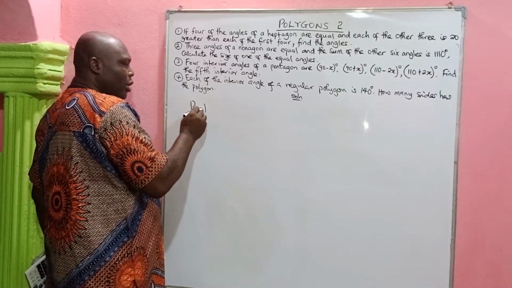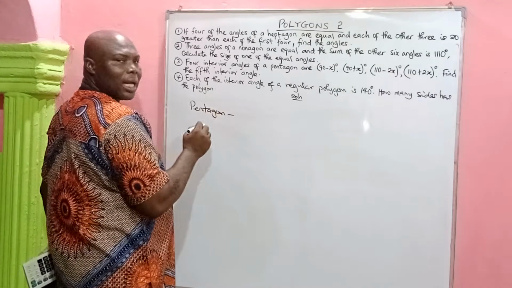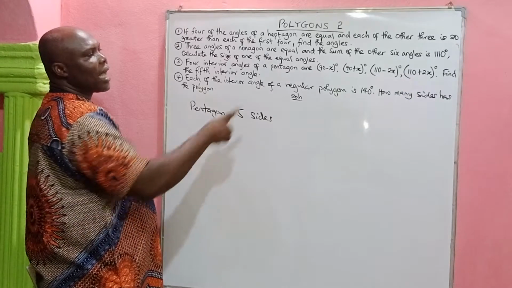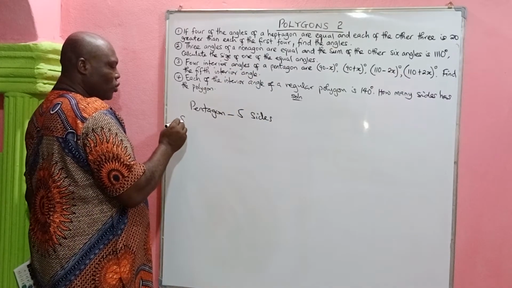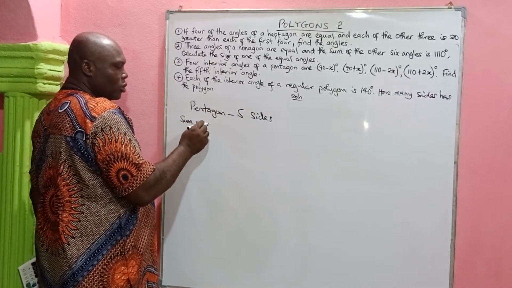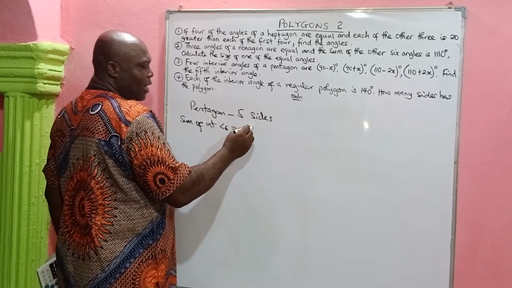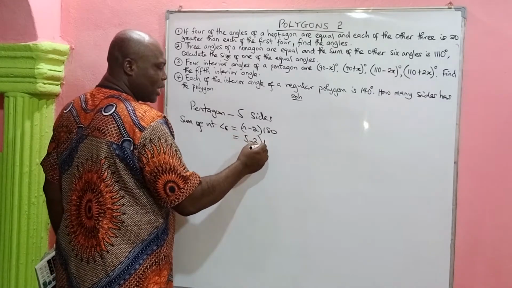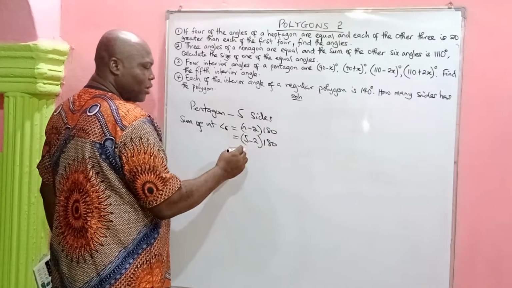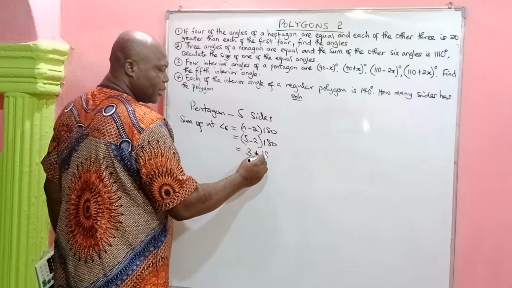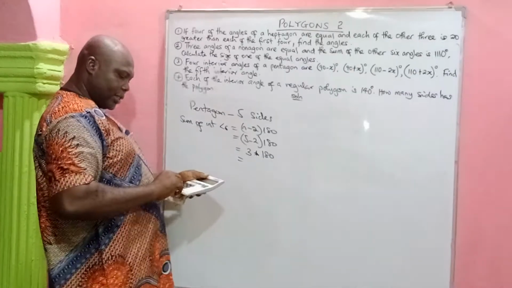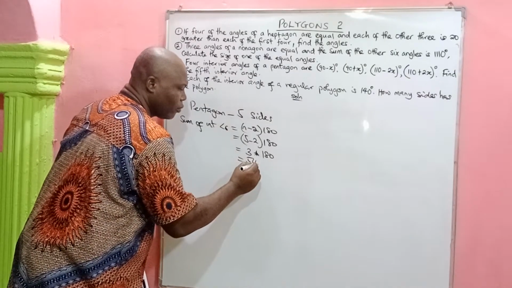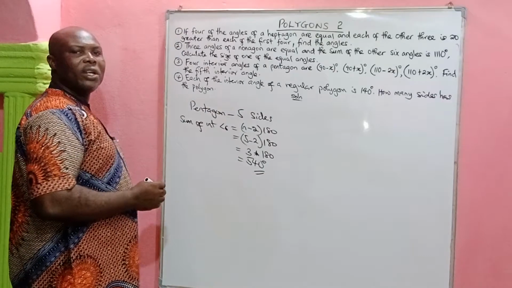A pentagon is a polygon that has 5 sides. Now they said 4 of the interior angles are given as this. So we need first the sum of interior angles, which, of course, is n minus 2 times 180. n is 5. 5 minus 2 is 3, times 180, will give us 540 degrees.